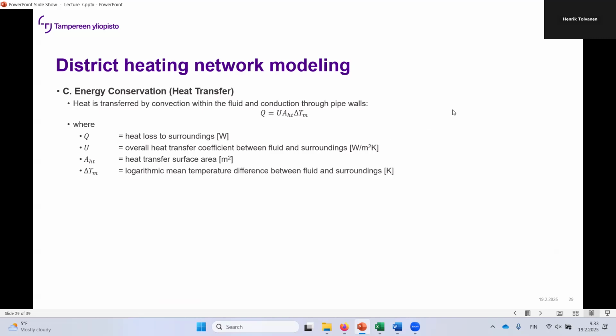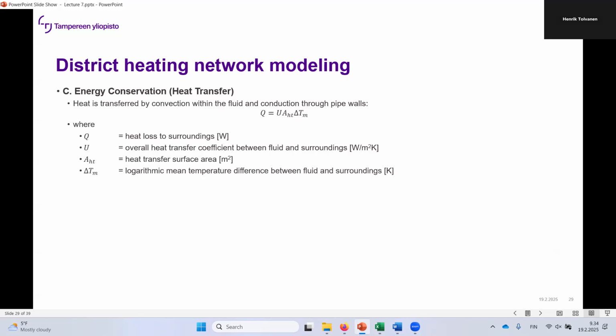Then energy conservation. You have heat transfer by convection within the fluid and conduction through the pipe walls. So you have heat loss to surroundings, overall heat transfer coefficient, heat transfer surface area, and the logarithmic mean temperature difference. This is what causes the losses. If you have cold ground, then you have some heat loss from the hot fluid to the ground. And that's basically how you can calculate it.